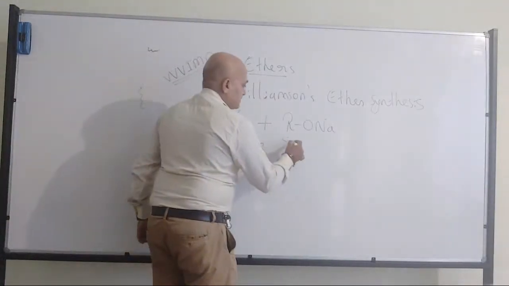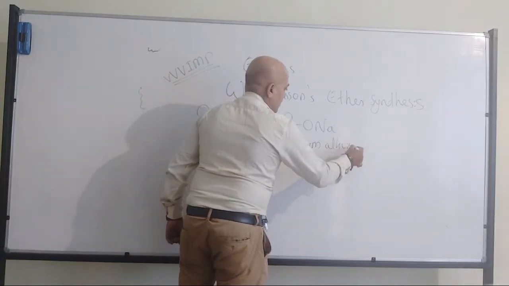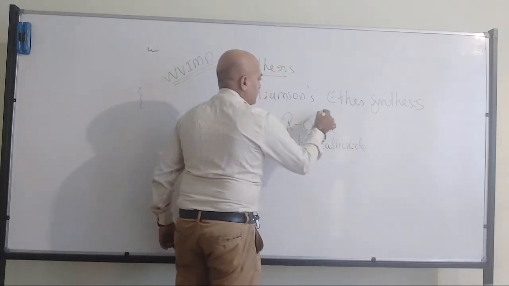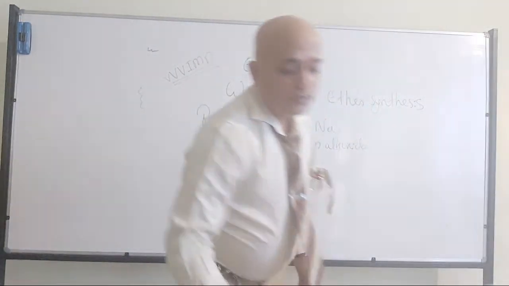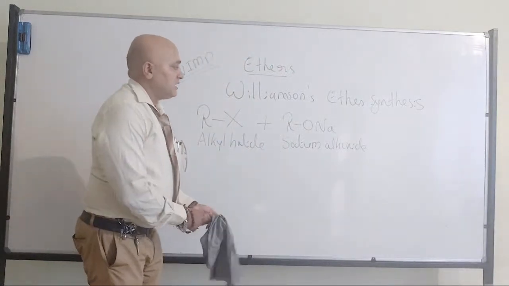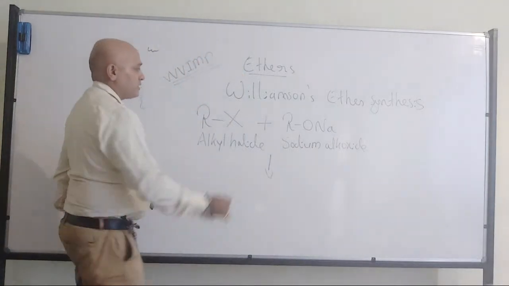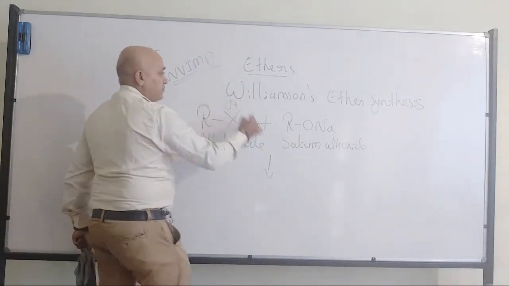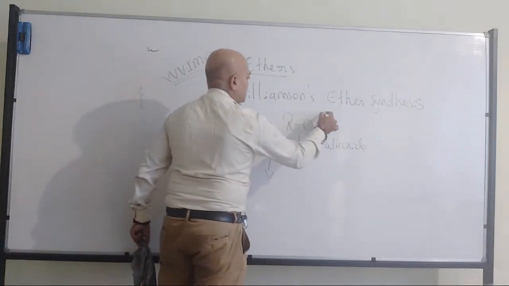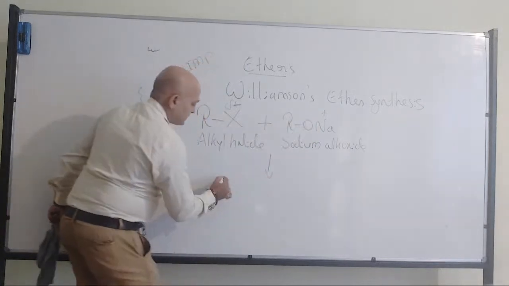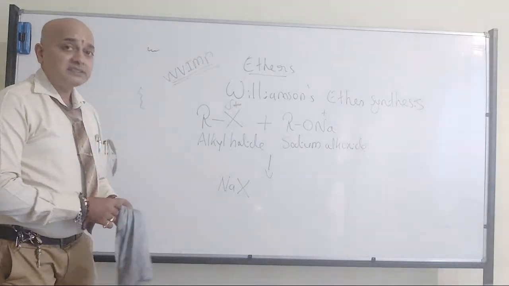What do you mean by sodium alkoxide? That means there will be interaction between positive sodium and negative oxygen. So there will be sodium alkoxide. Now this will give rise to the product. All of us will know delta positive, delta negative, and here it is positive. They will come together. That's where there will be formation of the respective sodium halide.